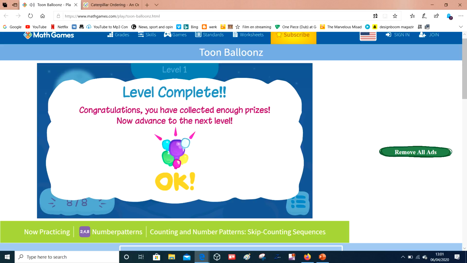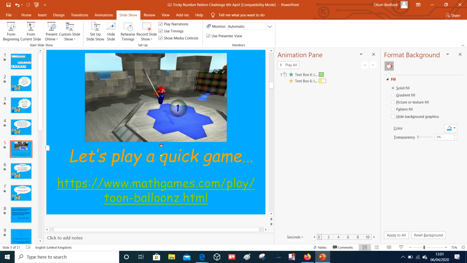Well, you can continue to play this game by clicking on that link and following through and going on to level 2, level 3, level 4, as far as you'd like to go. Good luck with that. Okay, so let's come back to our tricky number pattern, shall we?